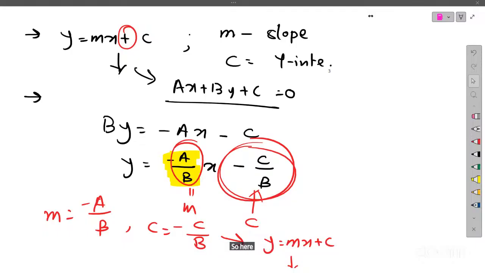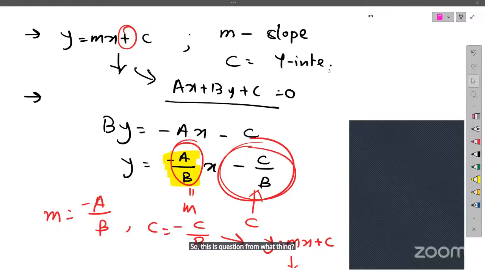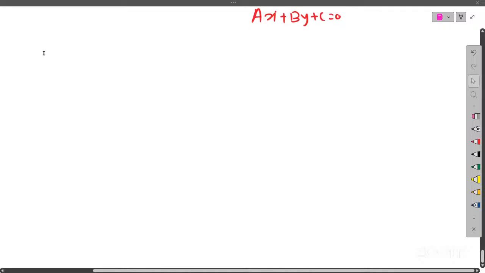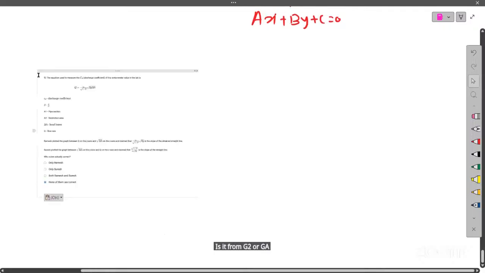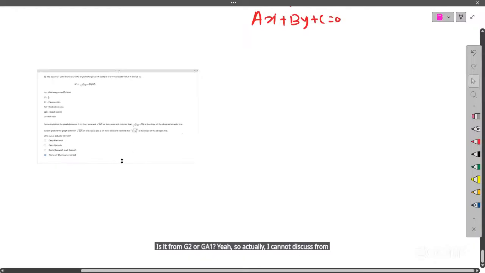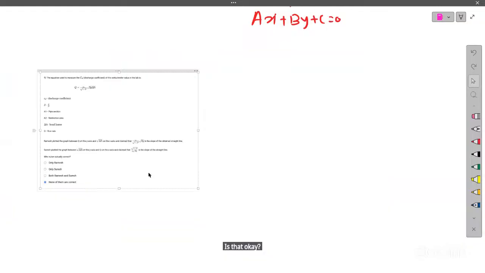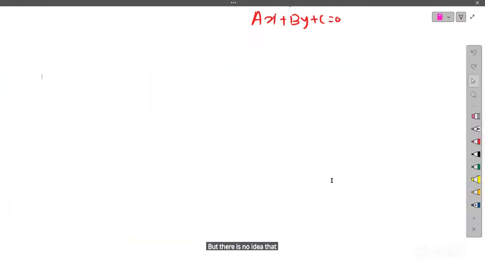So here this equation is used to measure CD. So this question is from what? Graded assignment, ma'am, of Graded mathematics week 2, assignment 2. Is it from GA2 or GA1? GA2. Yeah, so actually I cannot discuss from GA2 yet. We can discuss after 18th. Is that okay? Okay, fine. But ma'am, please can you help?